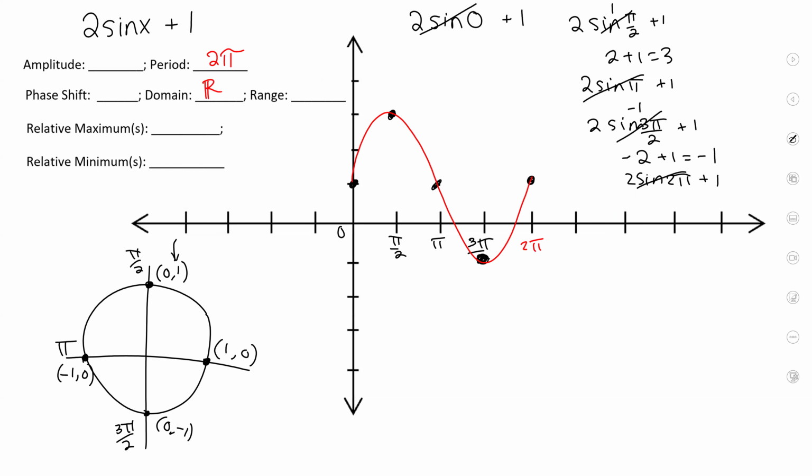What is my amplitude? Here's the midline right here. That's the middle. Look, this is the middle of my picture. You see, this has a hump and this has a hump. This is a middle. Oh, right. Okay.